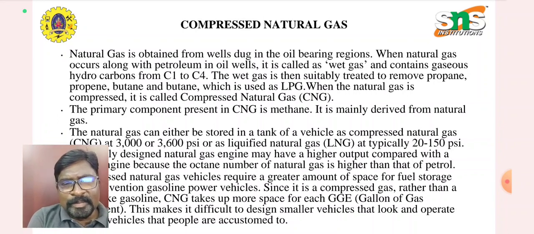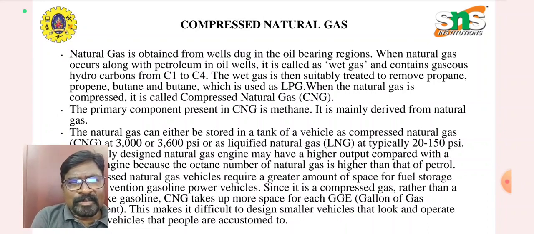To talk about compressed natural gas, which we used to term as CNG, it is obtained from the well ducts of oil bearing regions. When natural gas occurs with the petroleum oil wells, it is called wet gas, and it has more moisture. The wet gas is then suitably treated to remove the propane as well as butane, which is used as LPG. When the natural gas is compressed, we term it CNG or compressed natural gas.